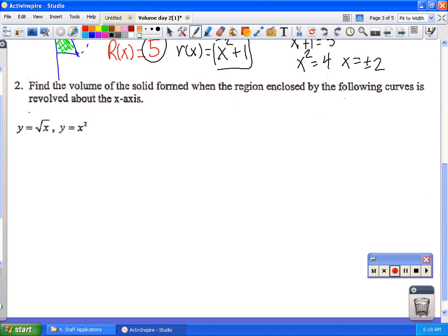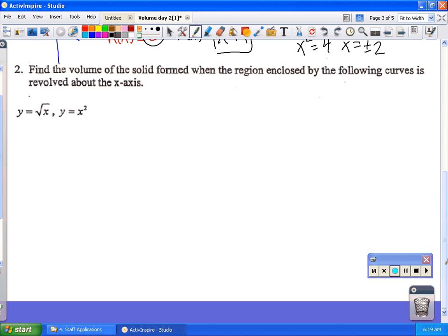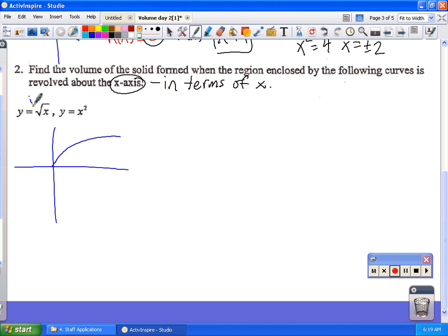Alright, let's take a look at the next one. Find the volume of the solid when the region enclosed by the following curves is revolved again around the x-axis. So we are in terms of x. Alright, so let's see what we have here. y equal to the square root of x looks something like that. y equal to x squared, I'm going to exaggerate it a little bit, looks something like that. Of course, y equal to x squared goes on the other side, but I'm going to revolve the region that's enclosed by those two curves. So this is the square root of x, and this is x squared.